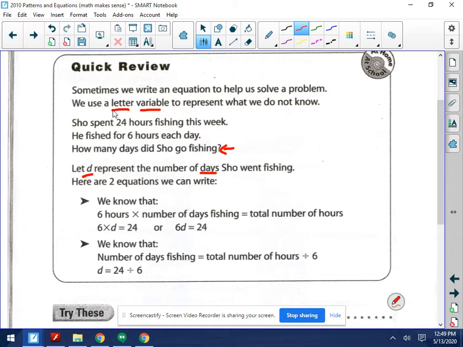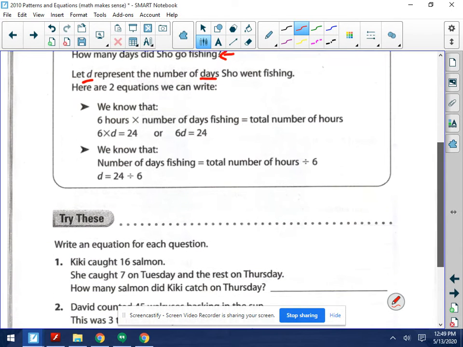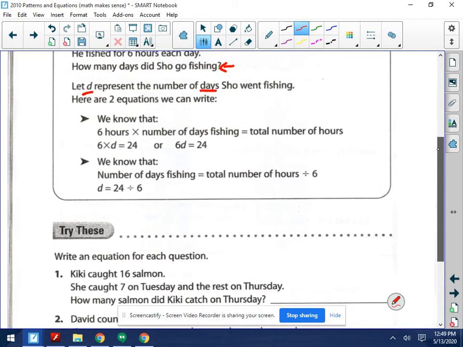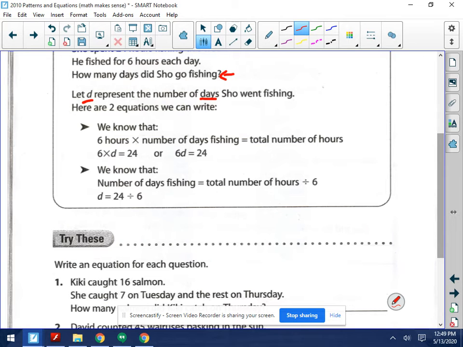And here are two equations that we could write for that problem. We could say, okay, we know that 6 hours multiplied by the number of days fishing will give us the total number of hours he was fishing. So we can say 6 times D is 24. Or 6D equals 24. I should point out that when you put the variable right beside a number, it means multiply. So 6 with a D beside it is the same as saying 6 times D.